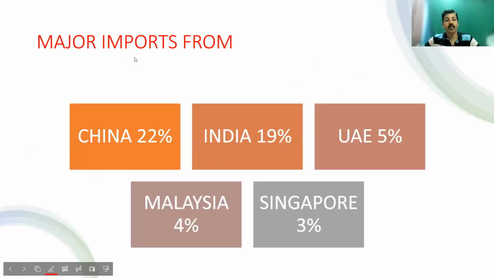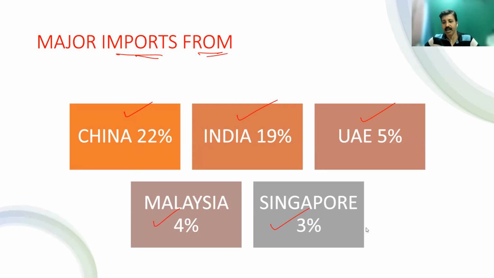Okay. And from where are they importing? Okay, the major imports: from China, they are importing 22%. From India, 19%. From UAE, 5%. Malaysia, 4%. Singapore, 3%. The remaining countries are very small. Okay, so the major importers are again China and India. When it comes to exports also, we have seen China.